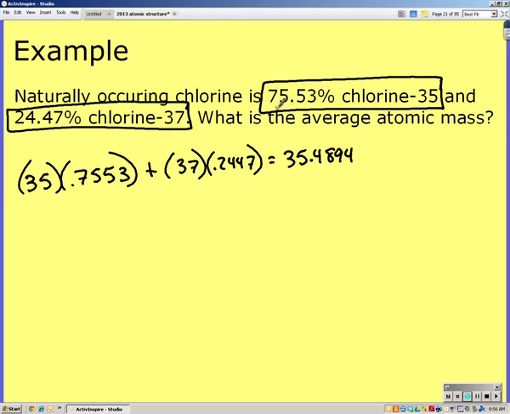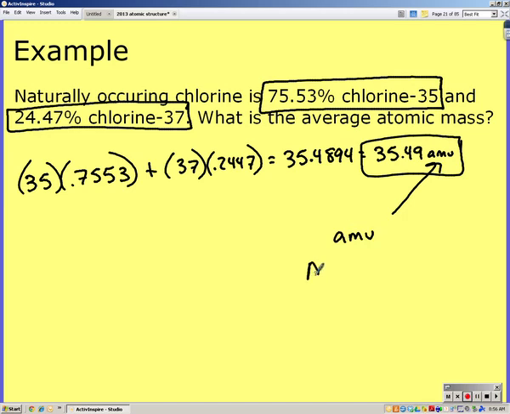I get 35.4894. Since I had 4 sig figs in my percent, I'm going to go ahead and put my answer in 4 significant figures. So 35.49. The unit for average atomic mass is AMU, or atomic mass unit. Make sure that you put your unit on your answer.